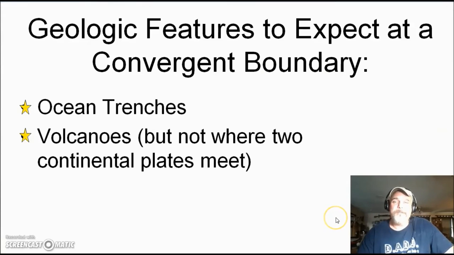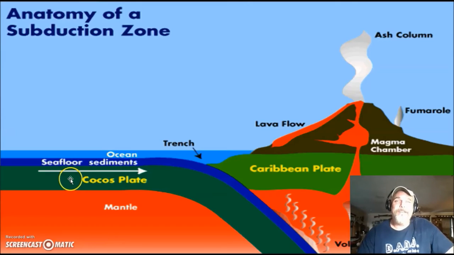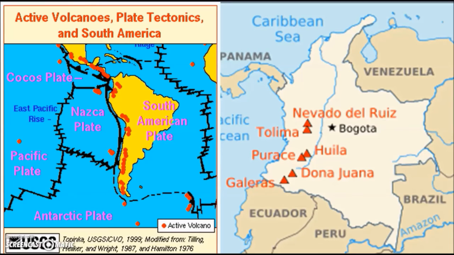Next feature we want to make sure we make a note of is volcanoes. Volcanoes should definitely be expected at convergent boundaries, except where you have two continental plates meeting. Here we have an oceanic plate converging and being subducted underneath a continental plate. The oceanic plate melts and forms magma, increases pressure underneath the continental plate, and the magma comes up and forms a volcano.